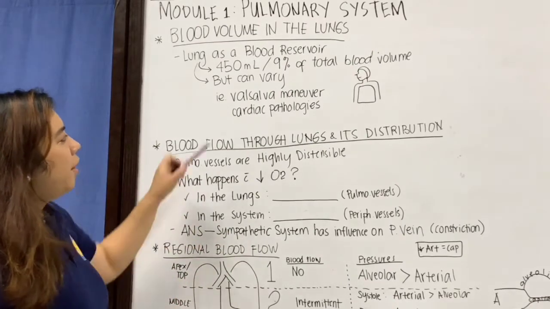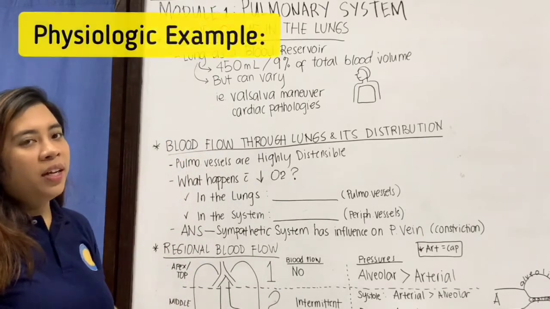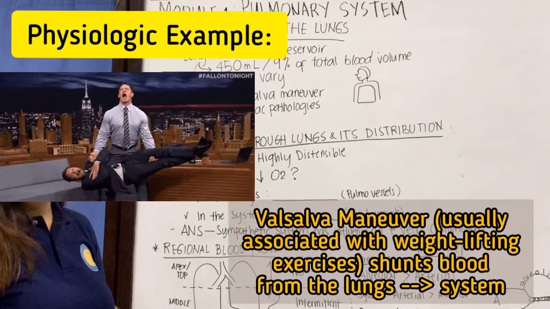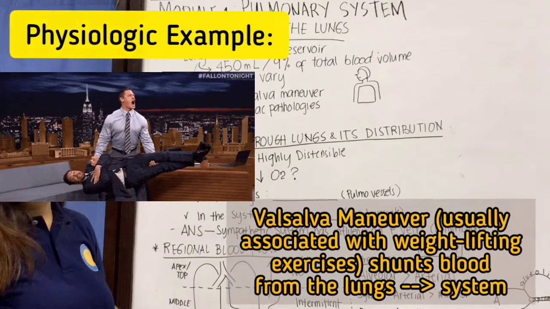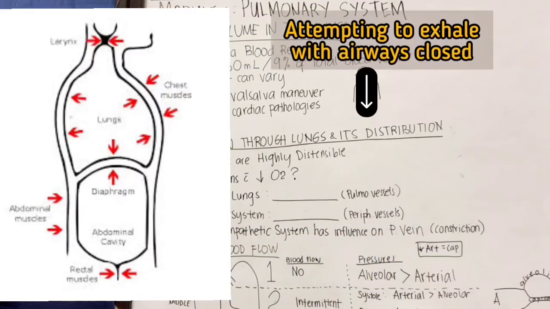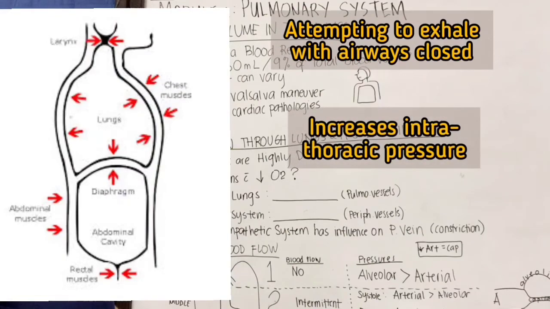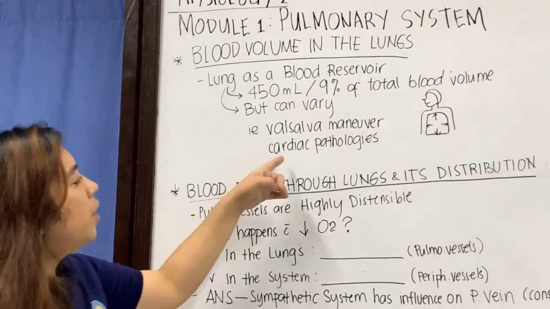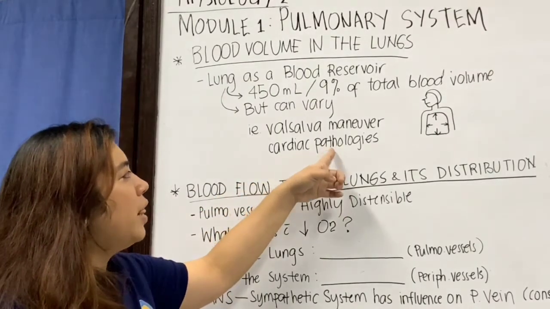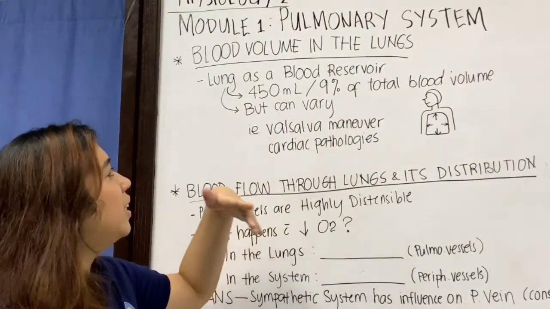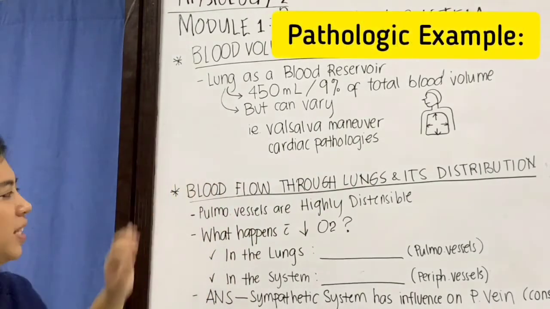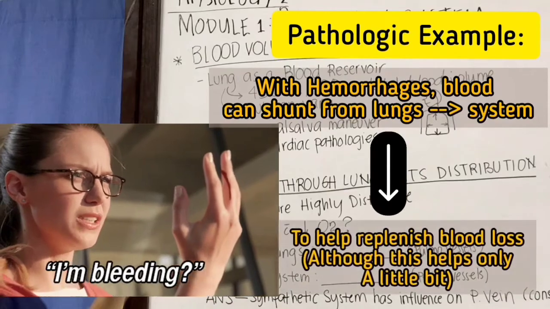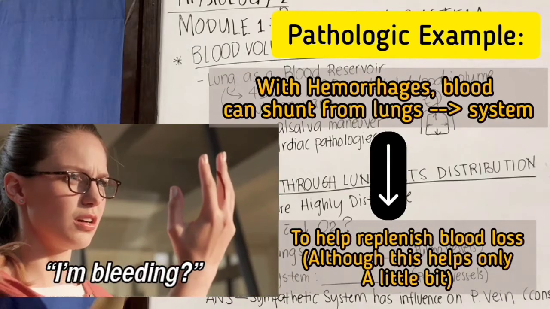So an example I have here is your Valsalva maneuver. Usually associated with weightlifting activities, this shunts blood from the lungs to the system. What happens is, as you attempt to exhale with the airways closed, it increases your intrathoracic pressure, forcing your heart and lungs to pump the blood outside. So there are also some cardiac pathologies that affect the blood volume in the lungs. With hemorrhages, for example, blood can shunt from the lungs to the system to aid with the blood loss, but it doesn't help that much.